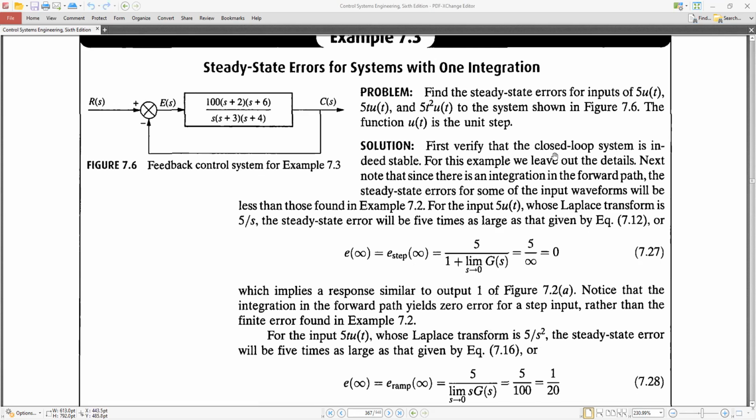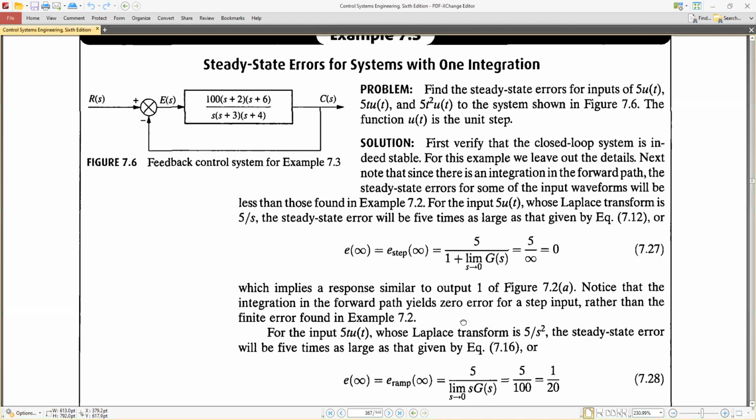Okay, first verify the closed loop system. First verify the closed loop system is indeed stable. If it is stable, next note that since there is an integration in the forward path, the steady-state errors for some of the input waveforms should be less. So you have to first check if it is stable or not, like the Routh table. Check the Routh table.